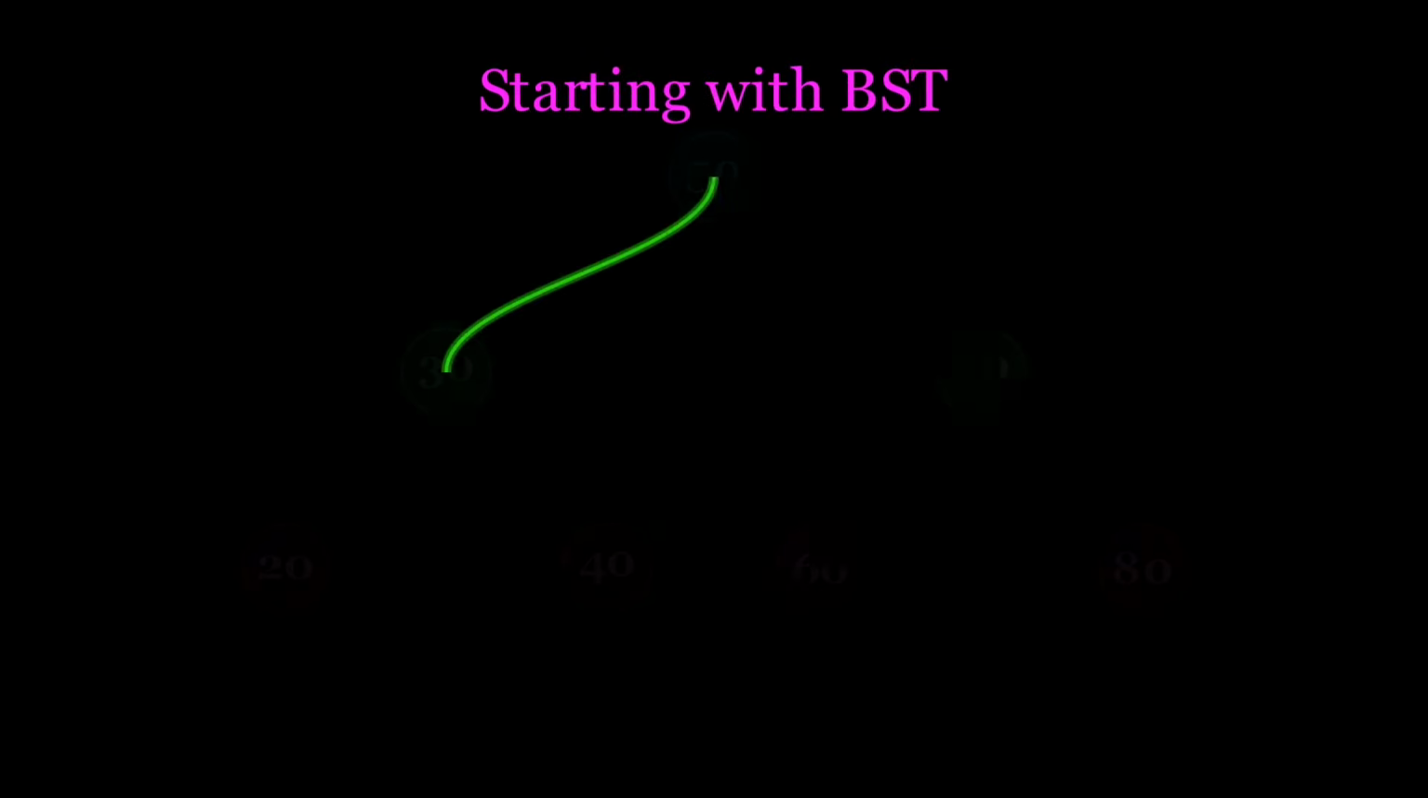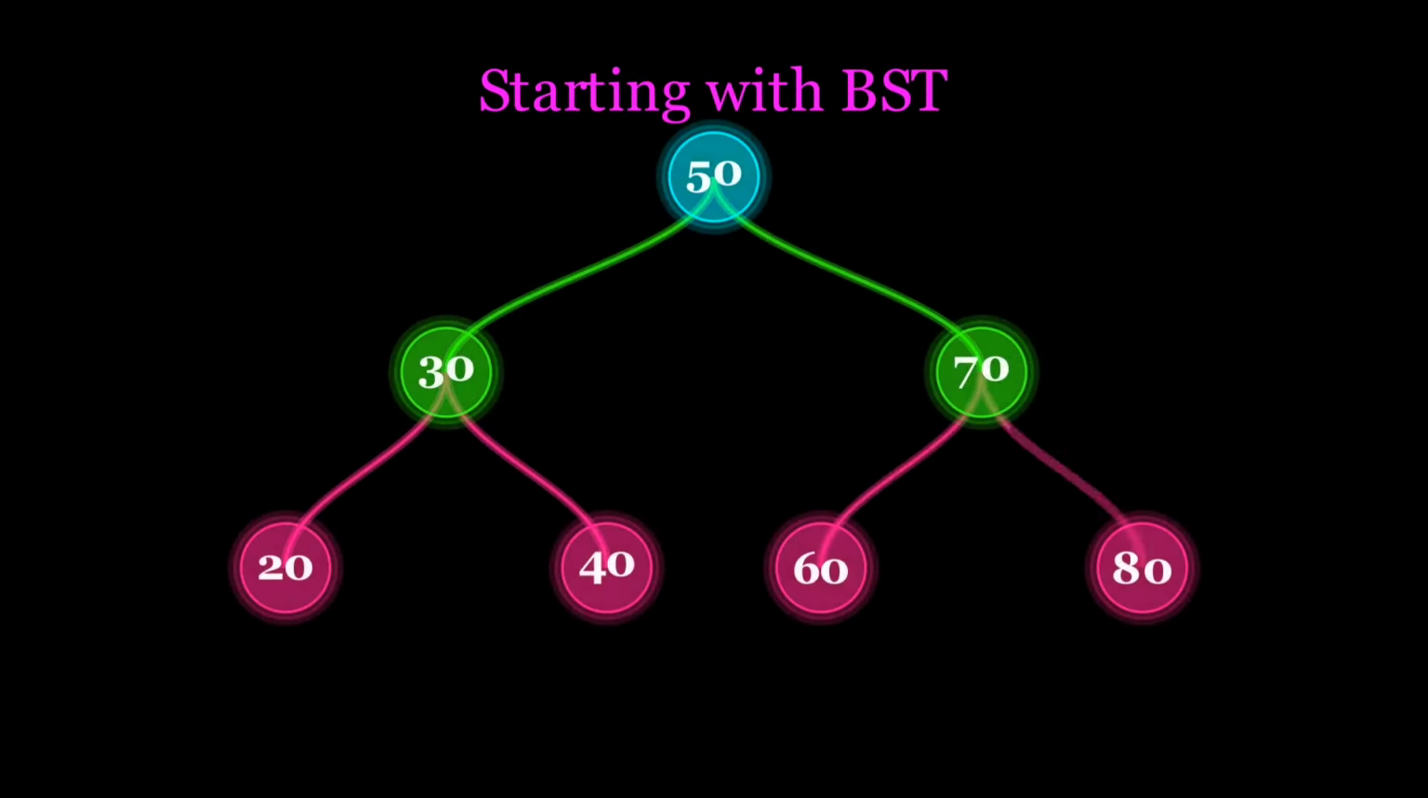Before we begin our search, let's examine our binary search tree. Notice that hierarchical structure with 50 as our root node. Each left subtree contains smaller values while right subtree contains larger ones. Let's begin with searching for 40.